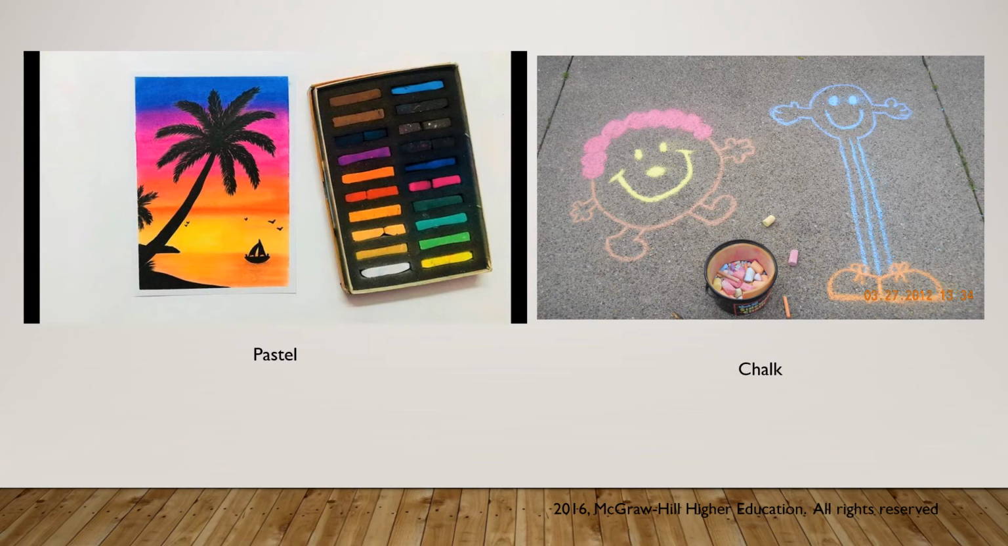But either way, either one of these, they're not permanent. You know, if you draw on a sidewalk with chalk, when the rain comes, it's going to wash it away. And if you don't use a fixative over the top of a pastel drawing, it can rub off.